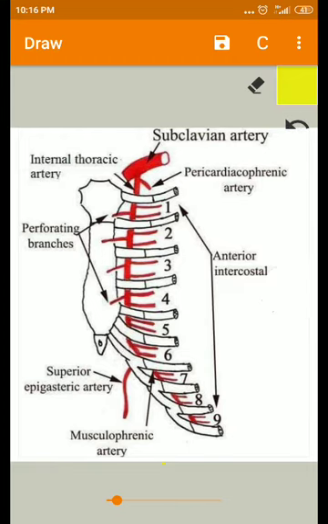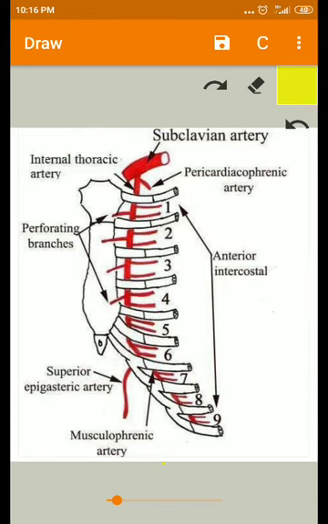This origin lies 2 centimeters above the sternal end of the clavicle. Normally you can see the clavicle here on both sides, isn't it? So the origin lies 2 centimeters above the sternal end of the clavicle.